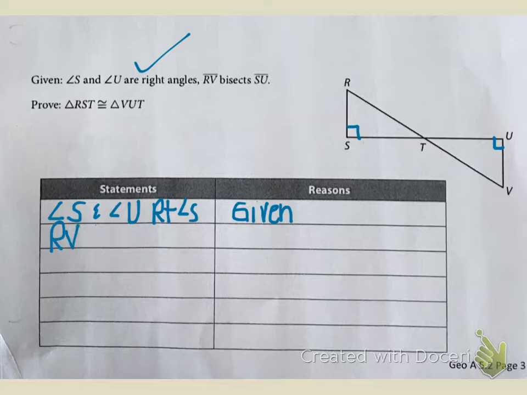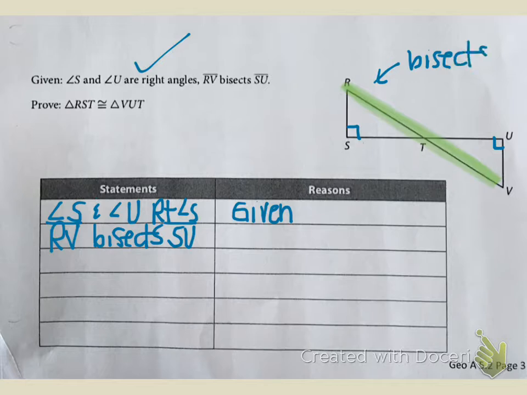They're also telling me that RV bisects SU. So it's saying that this segment right here is the bisector of SU. Okay, so that's the bisector. So sometimes I'll write on here bisects SU. That's also given.